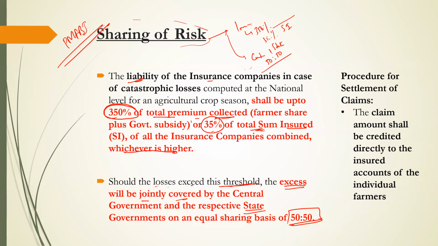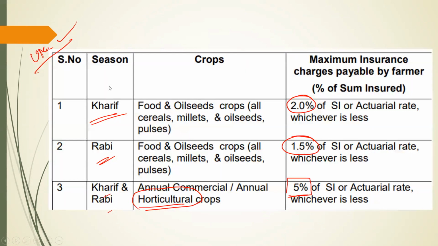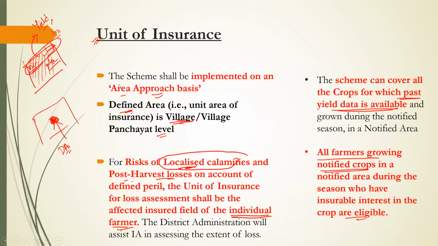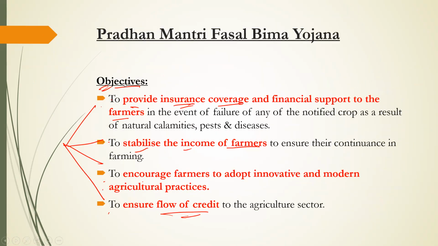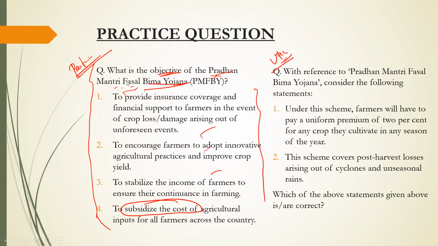Now what is the procedure for settlement of the claims? The amount is credited directly into the accounts of the individual farmers. So I hope this content is clear to you. This is a very important aspect, so please do go through it. Pradhan Mantri Fasal Bima Yojana.